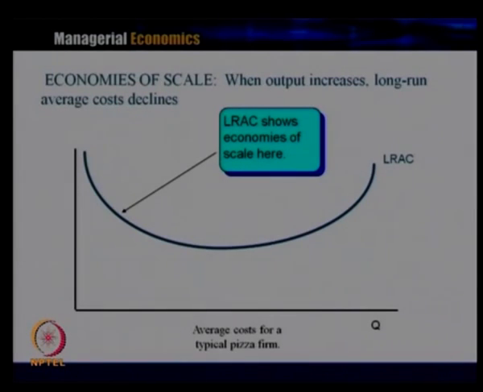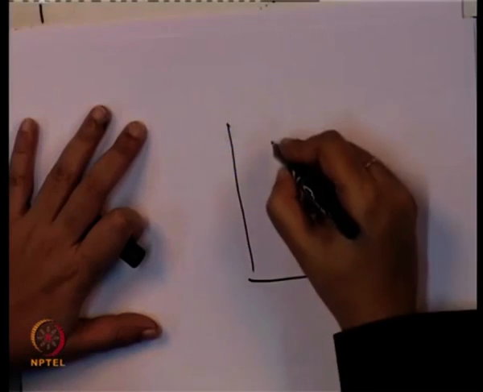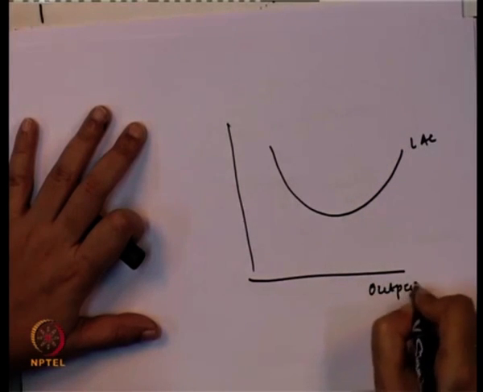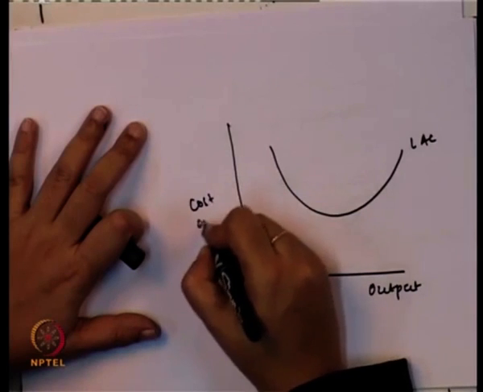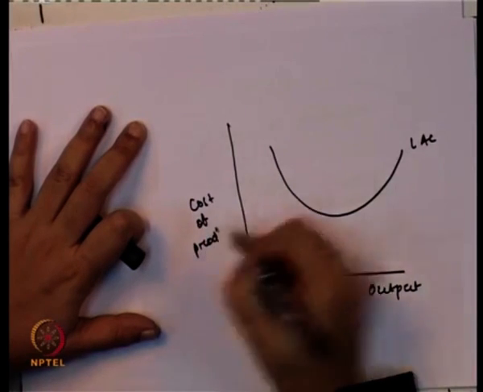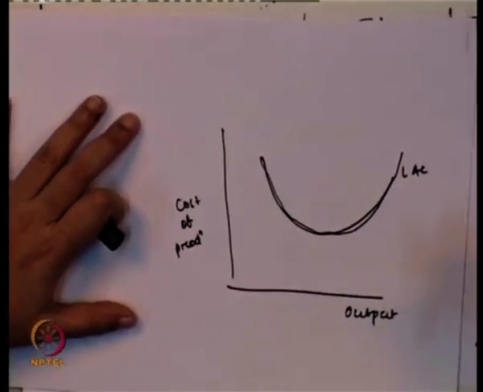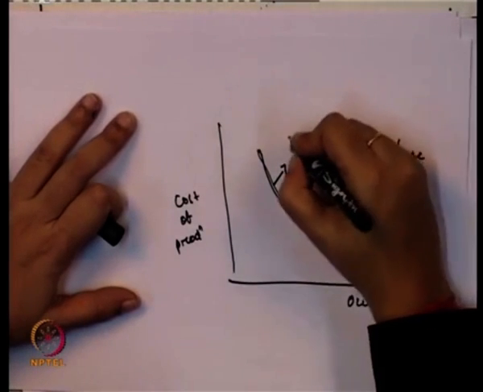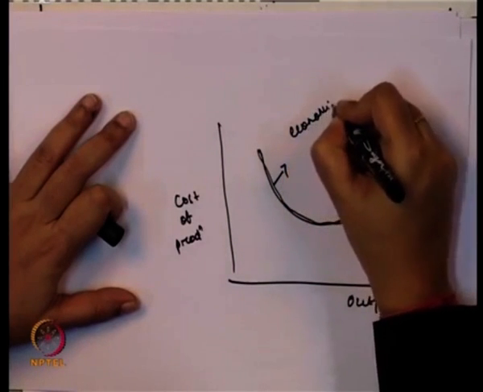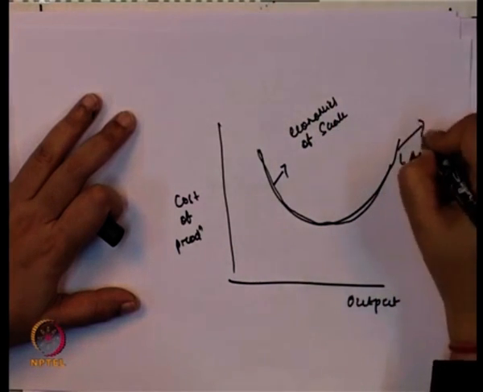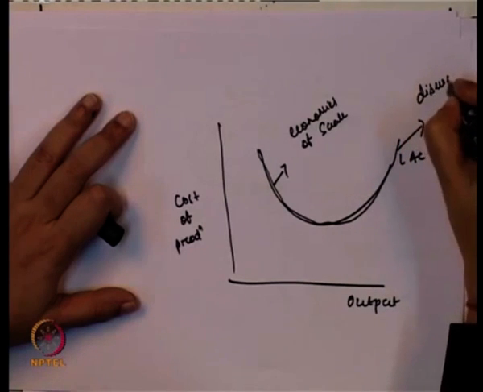So, if it is a U-shaped long run average cost curve, then at the initial stages it is decreasing. If you take output here and cost of production here, then generally the long run average cost curve follows a U shape, where the decreasing part is economies of scale and the increasing part is diseconomies of scale.